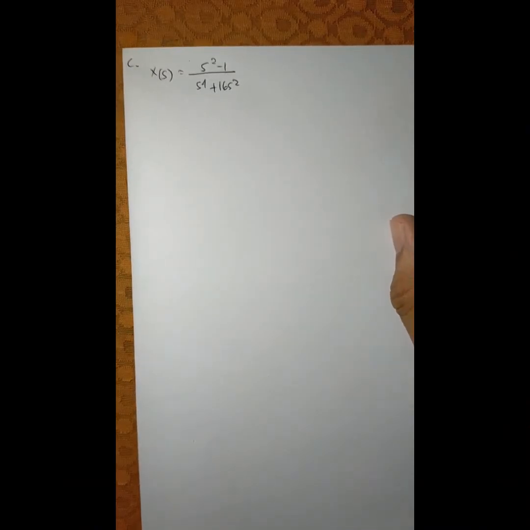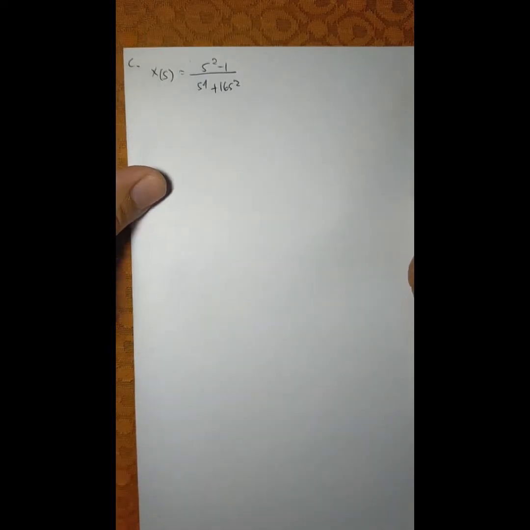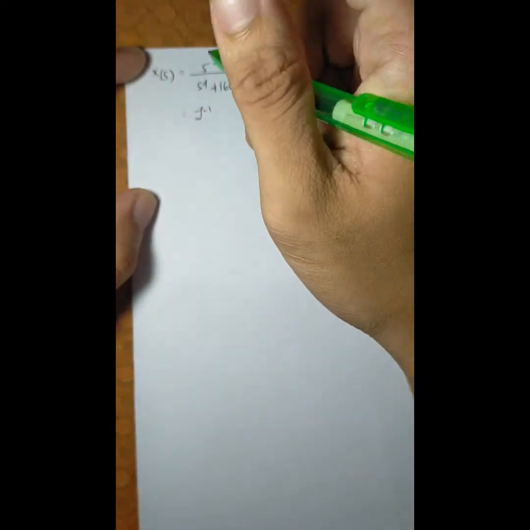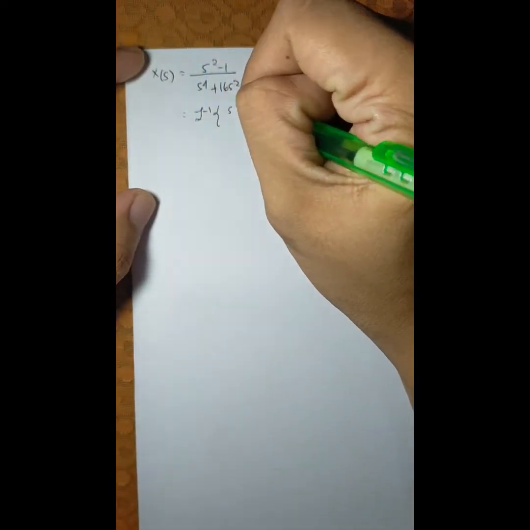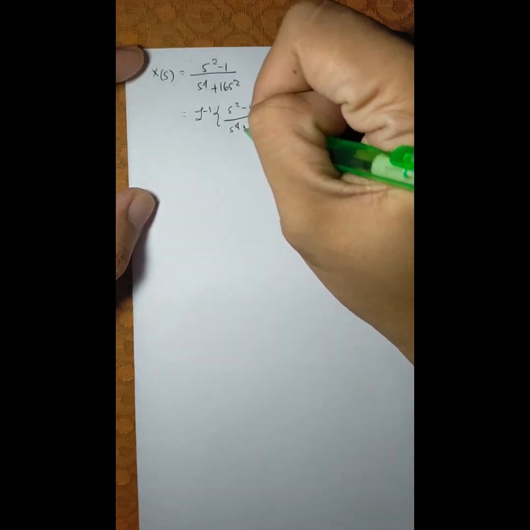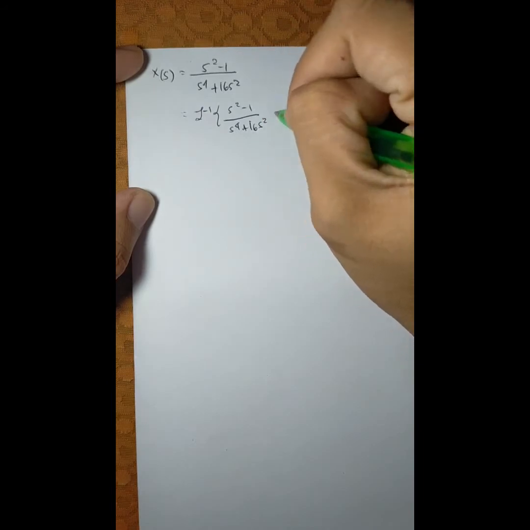Our letter C problem: we have X of s is equal to s squared minus 1 over s raised to 4 plus 16 s squared. So we will find the inverse Laplace transformation of s squared minus 1 over s to the 4 plus 16 s squared.